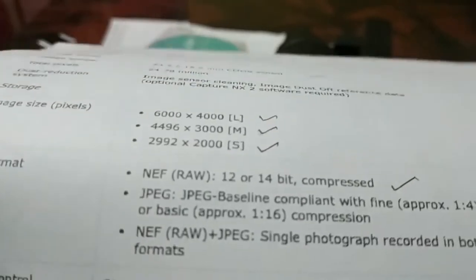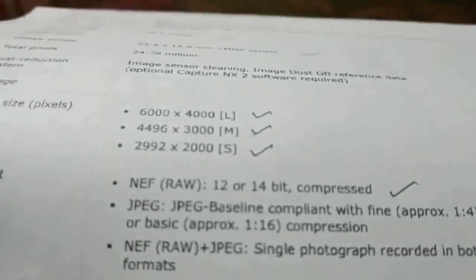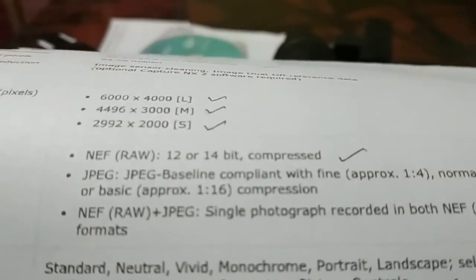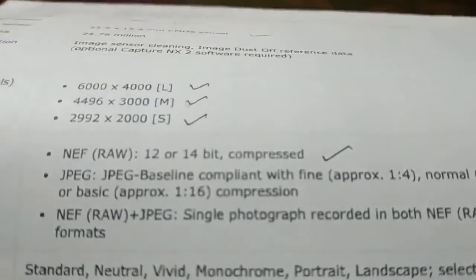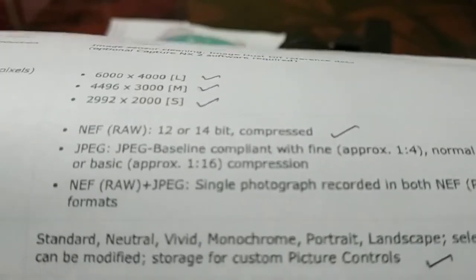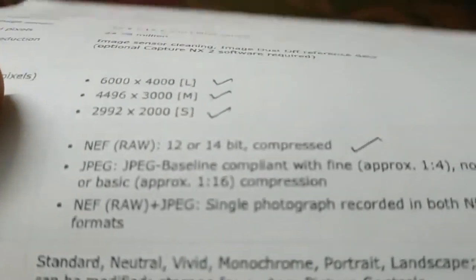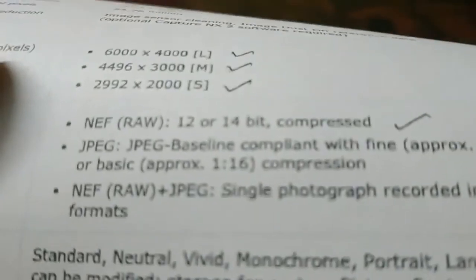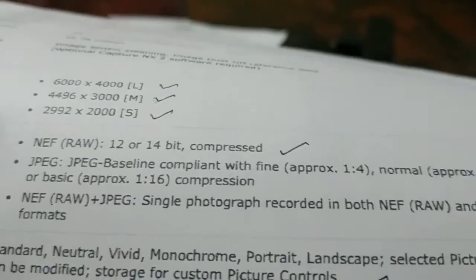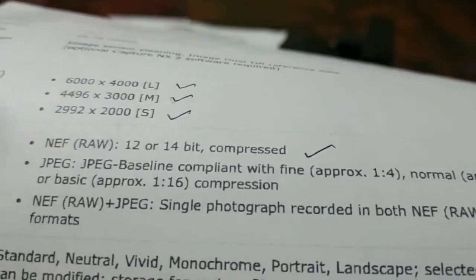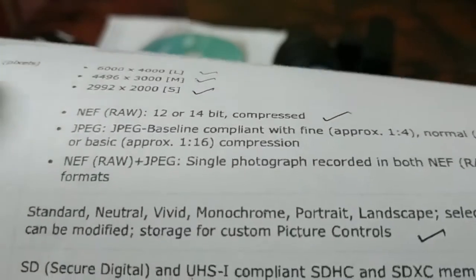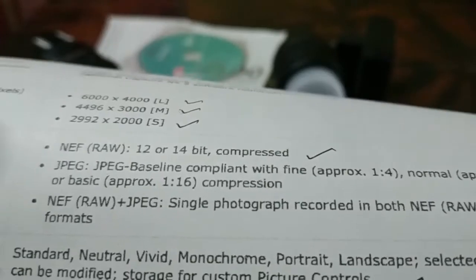And when you go to the format, it supports NEF and JPG format, and it will be 12 or 14-bit compressed. Along with that, you can see it's 1:4 for fine. You can choose the fine picture. If you are looking for normal pictures, it's 1:8, and if you're looking for a basic picture, it's gonna be 1:16 compression. So according to the ratio, here you have a compression ratio. You can make changes in the settings according to your will. You can compress the pictures, and you can have pictures of different quality like fine, normal, or basic.